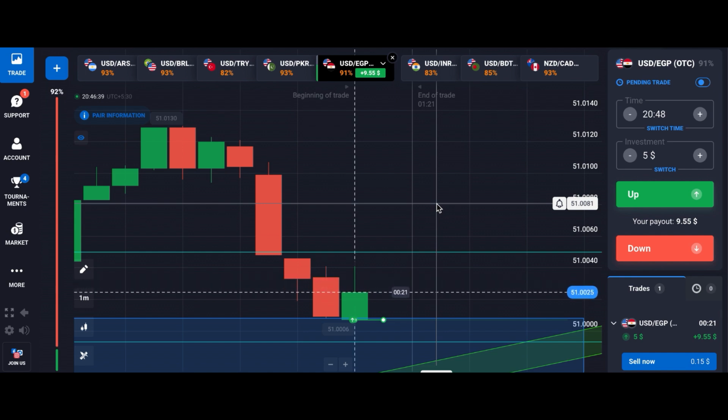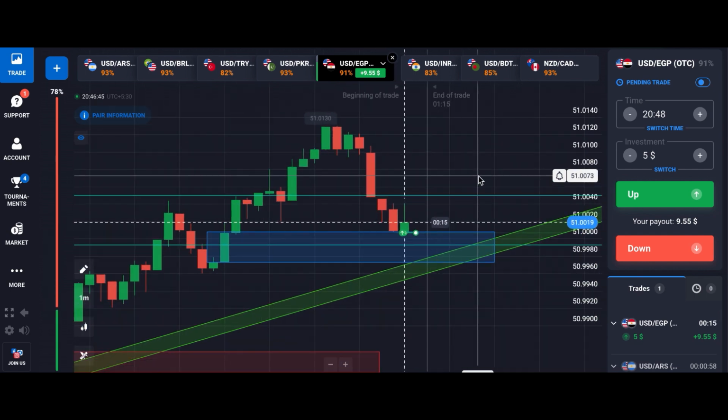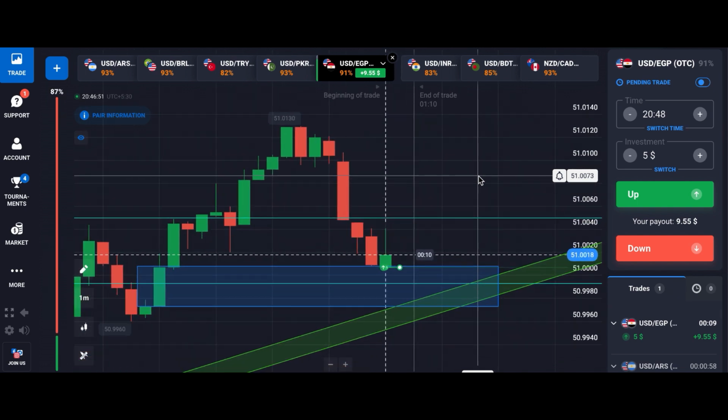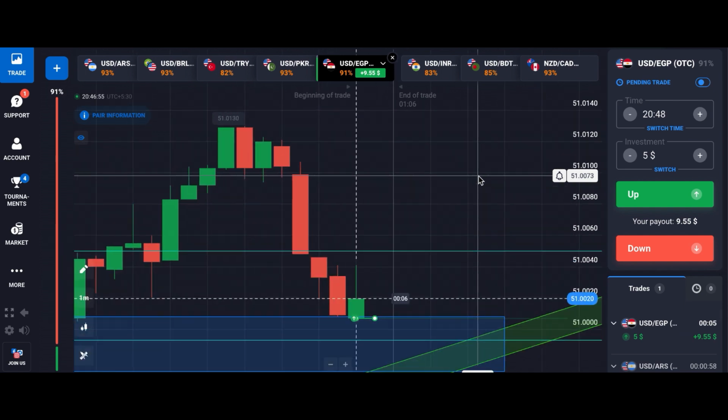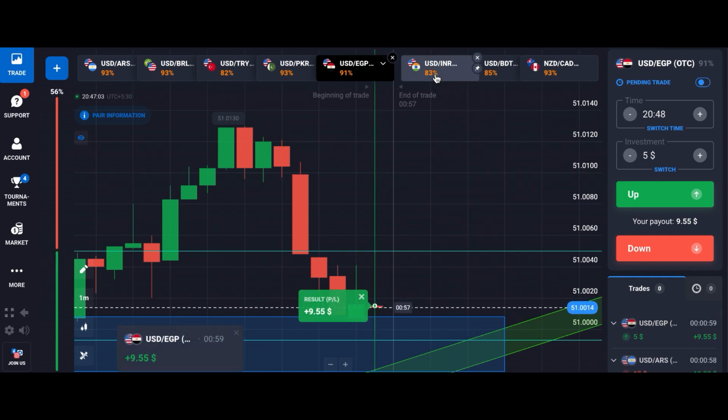So last 20 seconds are remaining. Let's see what should be the result. Okay, last 10 seconds are remaining, and here it goes. That was a short trade.